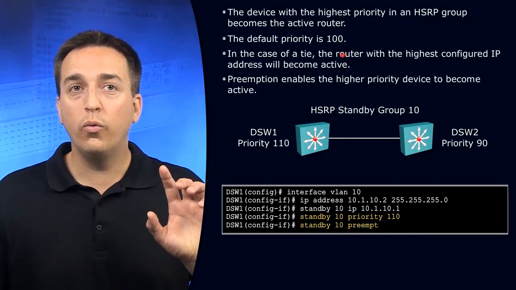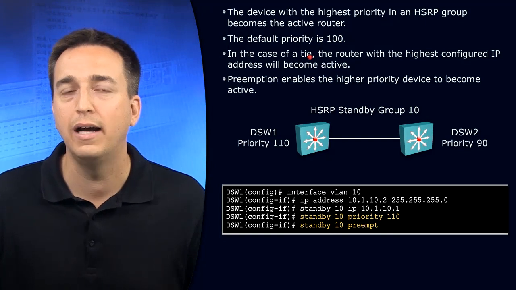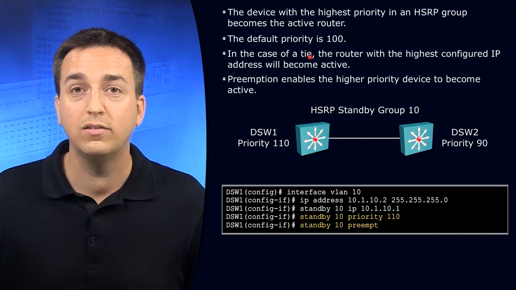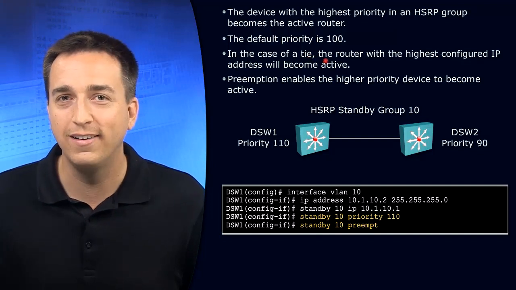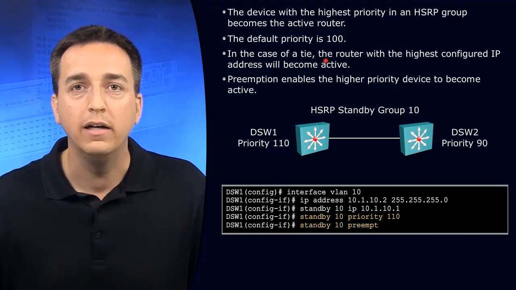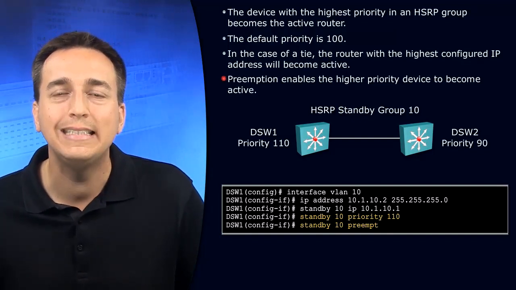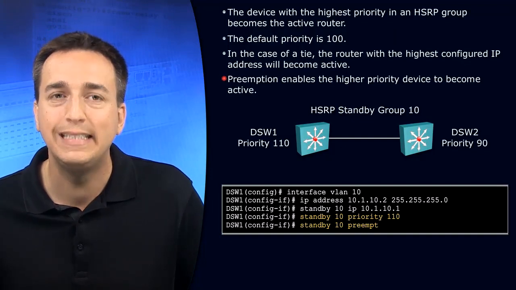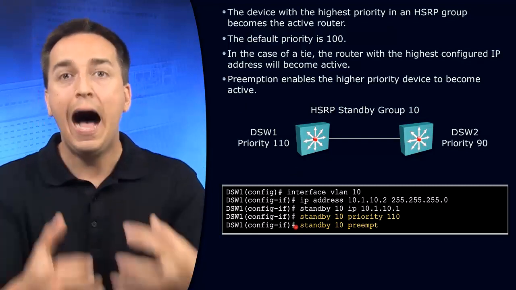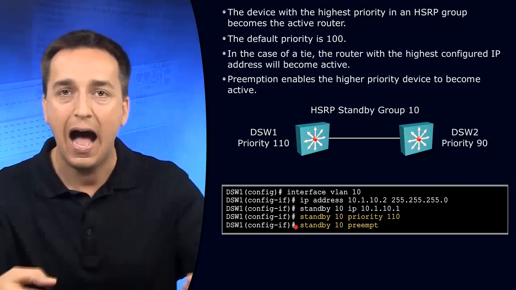So the router with the highest priority should be the active router. If it's tied, it should be the router with the highest configured IP address. But if some other router starts first and gets to the active state first, it wins. It will be the active router. And by default, another router, regardless of higher priority, cannot take over that active role, because by default, preemption is disabled. Preemption is an option that states, if I have the higher priority, I am taking over that active role. I don't care if you're currently the active device. I have the higher priority.